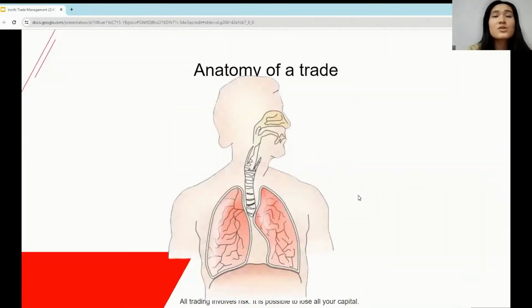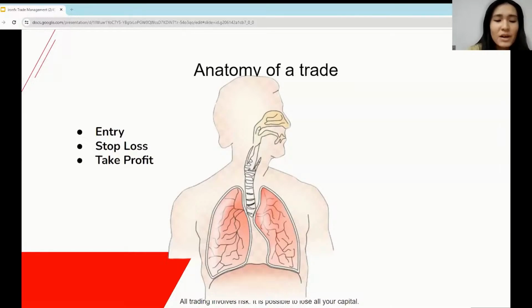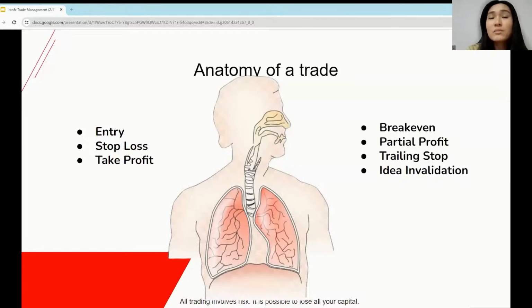Okay. So the anatomy of a trade consists of the basics, which are mainly entry, stop loss, as well as take profit. But of course, there are other parts as well that constitute a trade, such as your break even, partial profit, trading stop loss, as well as idea invalidation. So today we're only going to be talking about break even as well as partial profit. But if you are interested in trading stop as well as idea invalidation, stay tuned for next week as well as the following week's webinar, where we'll go through those in depth.